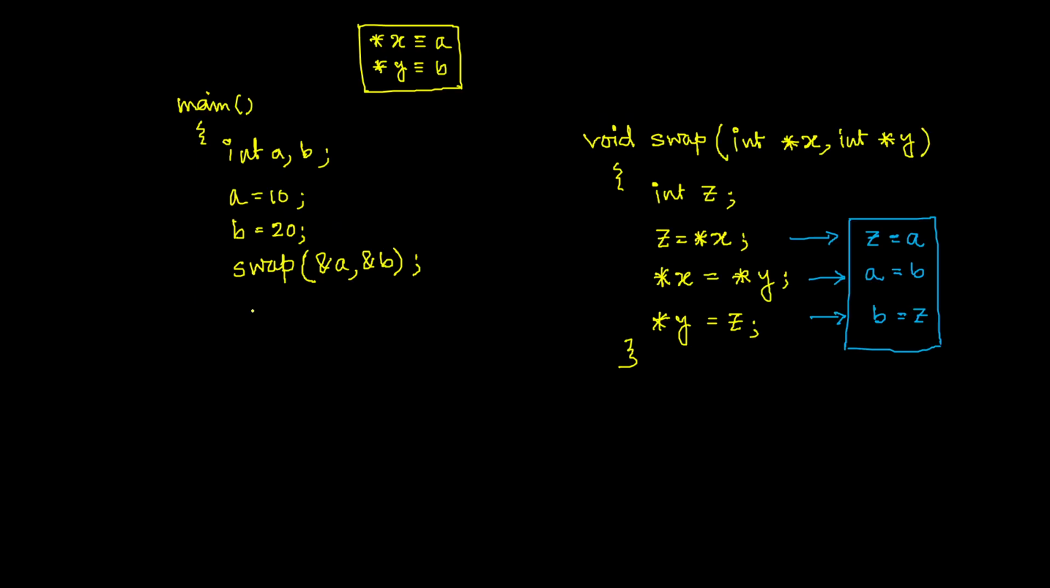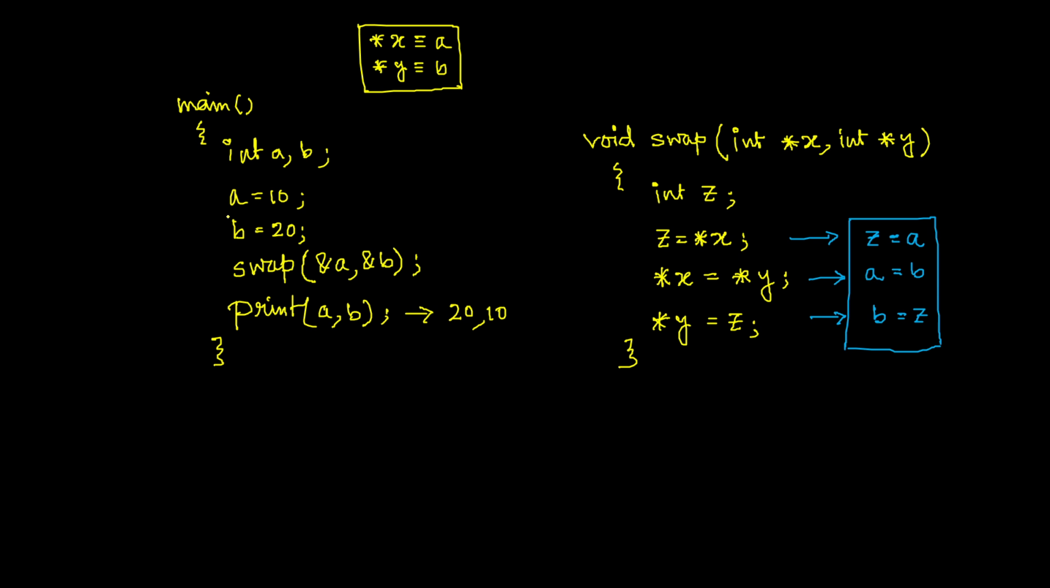That means although you have not used any return type, using these pointer variables you can control the content of a and b present here. So if you write a print statement for a and b after this, it will print 20 and 10. So the data has really swapped within the actual variables that were given from the user side.